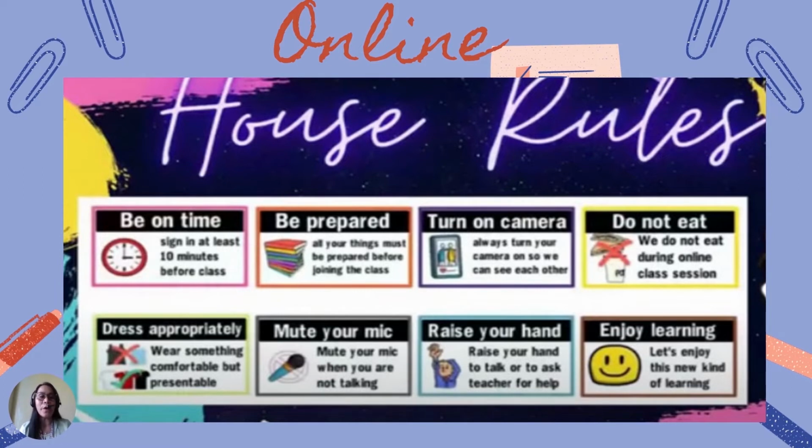The fifth one is dress up appropriately. Wear something that you find comfortable and presentable. Another is mute your mic. You have to mute your mic when you are not talking so that you do not interfere with our discussion. Now, another thing is raise your hand. Raise your hand when you are going to talk so that you are recognized.